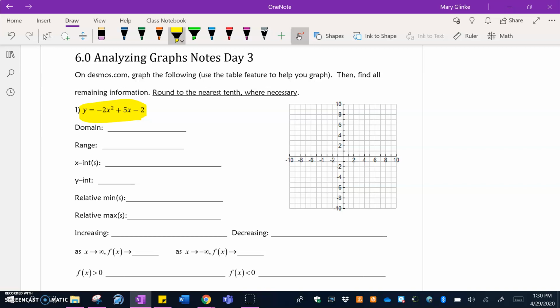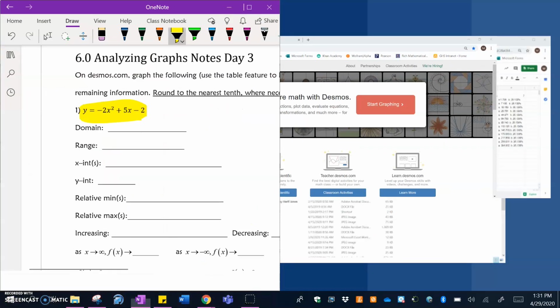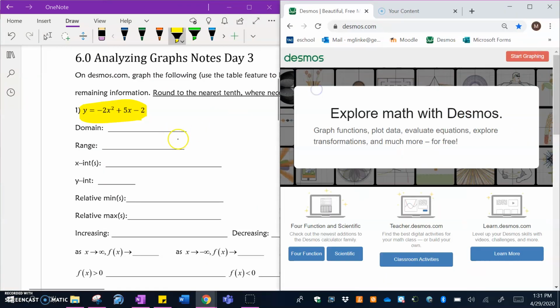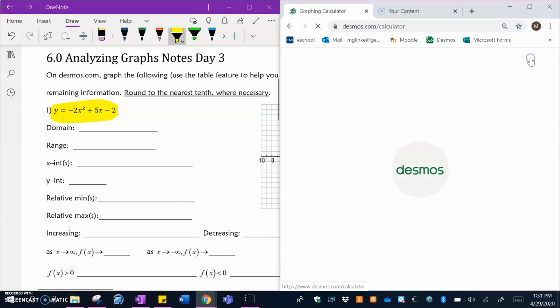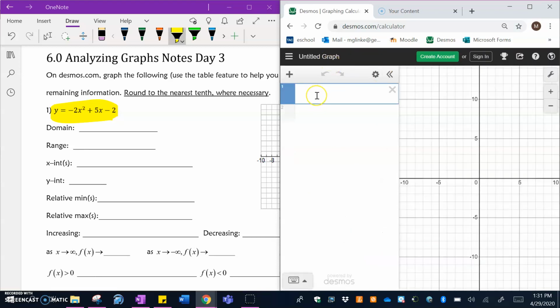We'll get some accurate points, but we're not necessarily going to get all of the accurate points in terms of the x and the y intercepts. So what I'm going to do here is I'm going to go to desmos.com, and you're going to click the big red Start Graphing button. And then this should pop up. We're going to type in our equation, y equals negative 2x squared plus 5x minus 2. We can graph any polynomial that we're given.